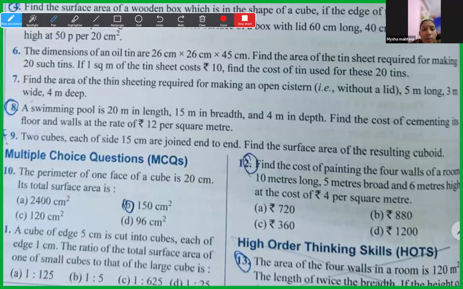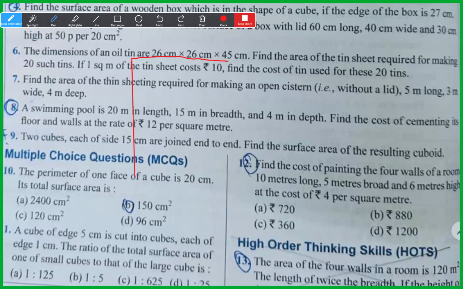Sir, is it like the same as the fifth one? Yes, Maisha, it is the same like that only. The only extra thing is they are not just using one oil tin, there is not just one box; they are making 20 tins. So between the previous question and this question, two differences are there. One is that painting is done there. Here, instead of painting, they're making the box.